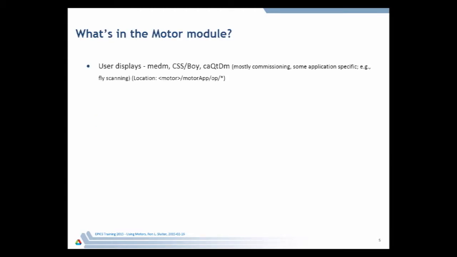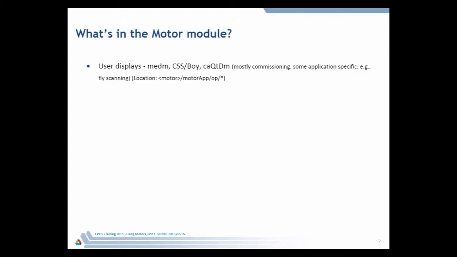Okay, so then what is in the motor module? Looking at this from the user's point of view, the most important part is the user displays, the user's interface to the motor record and the device support. And so there are MEDM, CSS-BOY, and CAQTDM supported displays in there. I think a lot of this was Tim Mooney's work in terms of the conversion from MEDM to CSS-BOY and CAQTDM. Most of these displays are generic commissioning type displays. Some of them are application specific, for example, the fly scan.